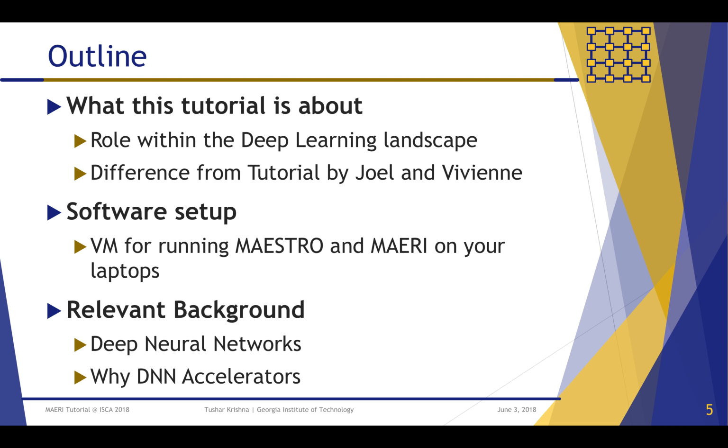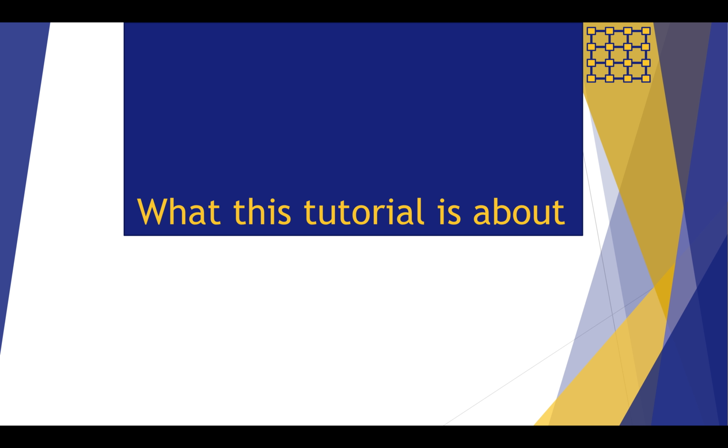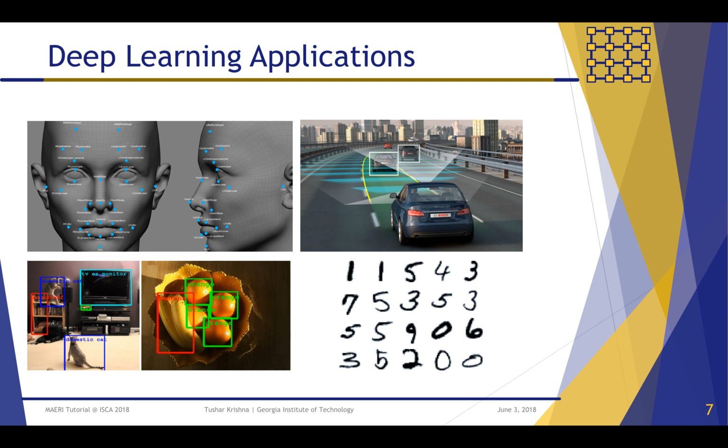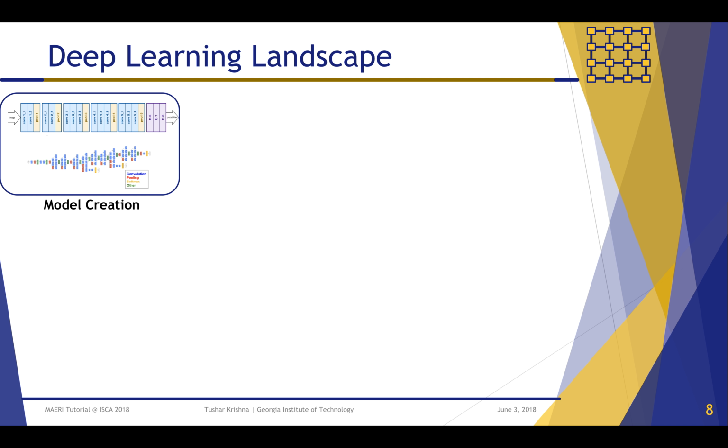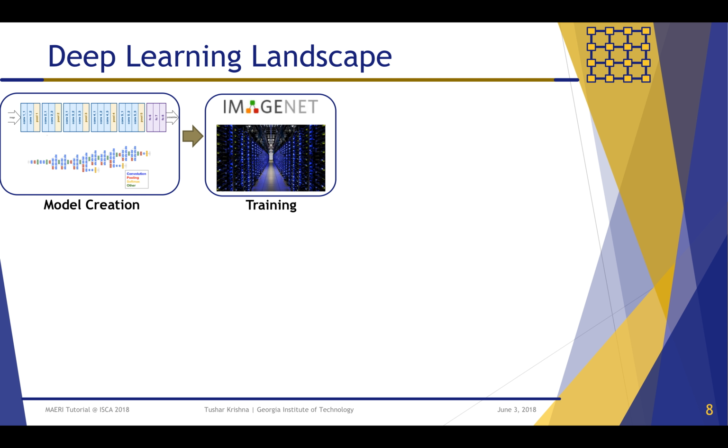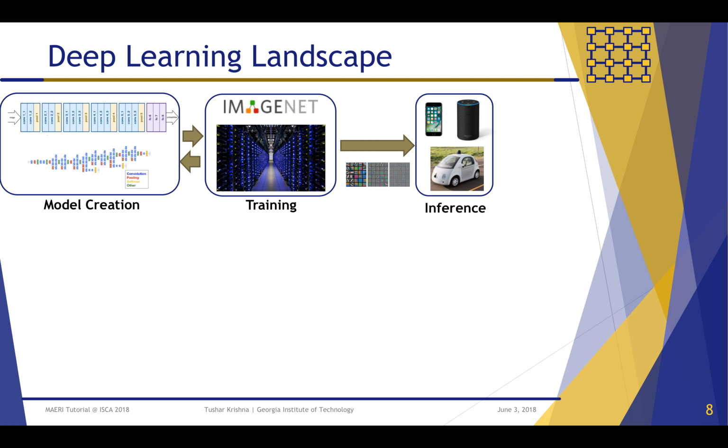Right? So this is, as I said, the outline of what I'll talk about in the first few minutes. So what is this tutorial about? Of course, we're basically in the era of deep learning. Deep learning applications have shown remarkable accuracies across vision and speech processing. And the deep learning landscape today looks something like this. You start with a deep learning model that you want to create. You iterate over it, you send it out for training, and of course this is a feedback process. Once you have a trained model, you send out the weights to edge devices where inference is being performed.